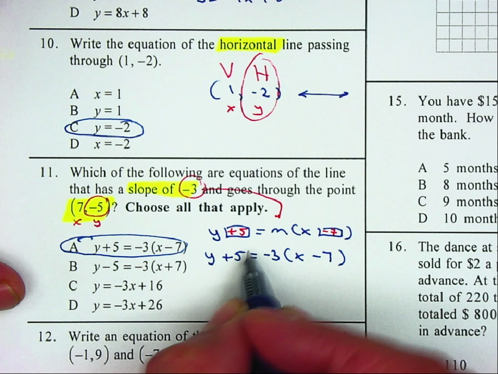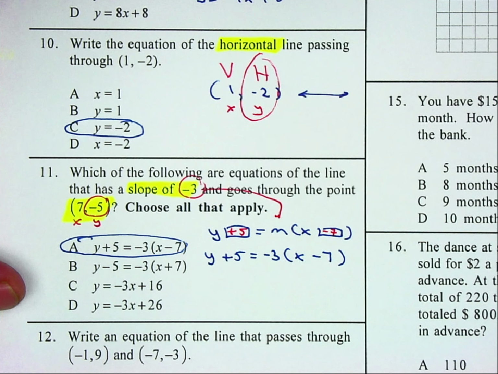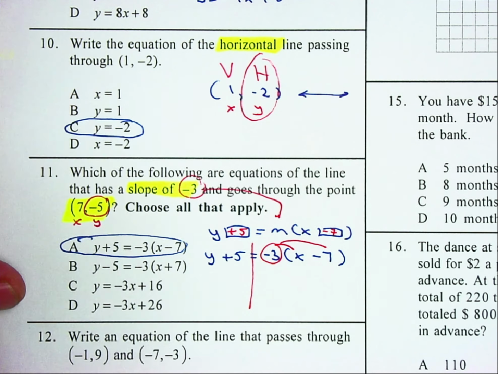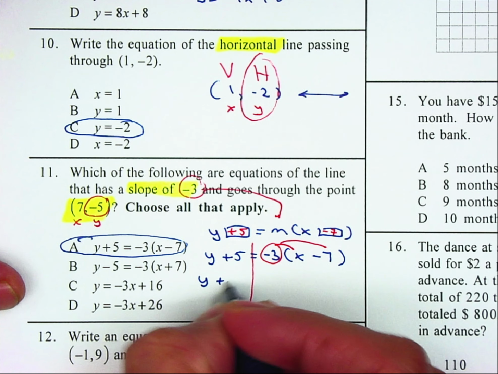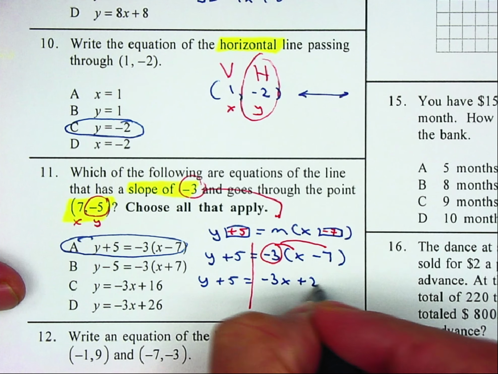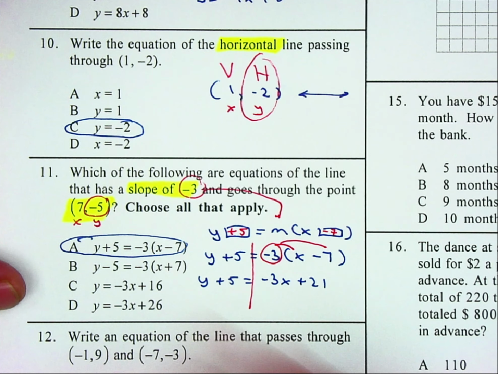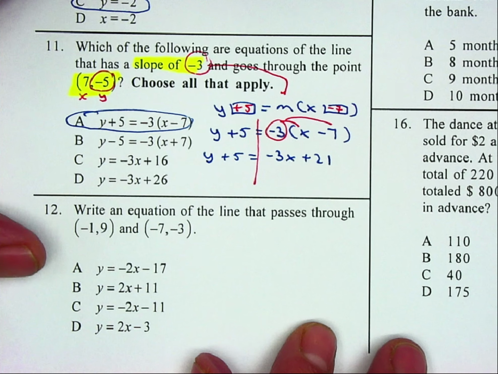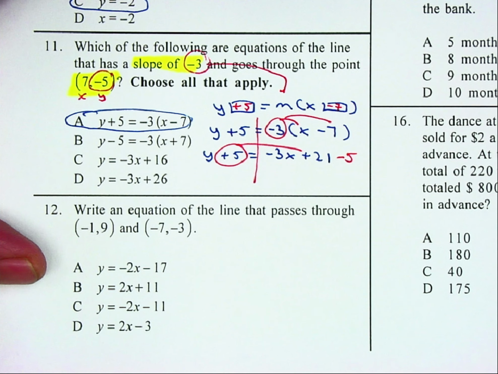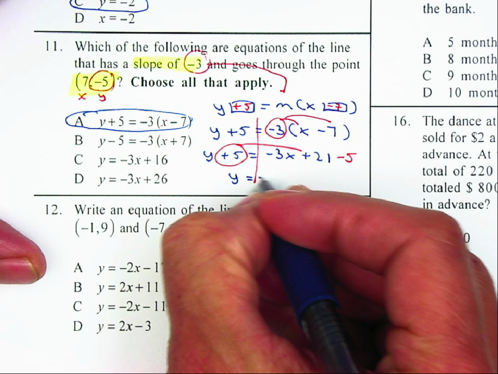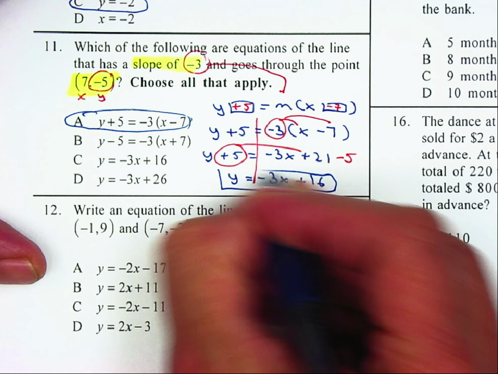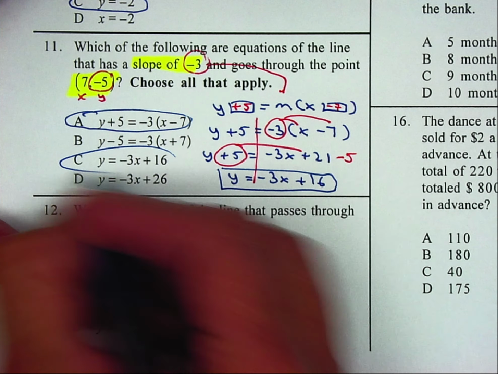But once you simplify, you'll find your other answer. So draw the line, distributive property, y plus 5 equal to -3x plus 21. Move the 5 to the right, it's a positive, we can say -5. y equal to -3x plus 16. So therefore your second answer is letter C.